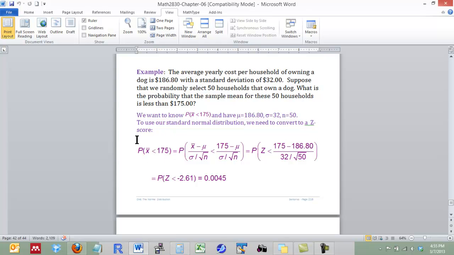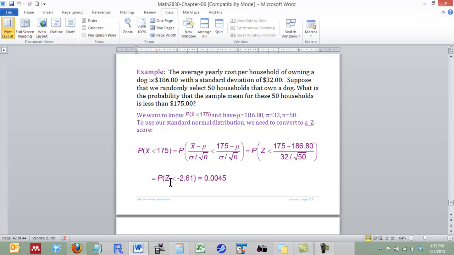So the probability of x bar being under 175, and I've converted this 175 to my z-score. This is using the z for a mean. I'm subtracting off mu, and dividing by my standard deviation for the mean. So that was 186.8 on top, and 32 divided by the square root of n, where n here was 50, on the bottom. If I put this in my calculator, that comes out to be minus 2.61.